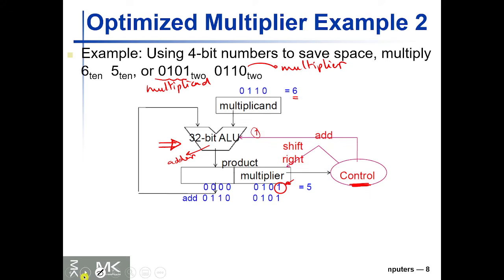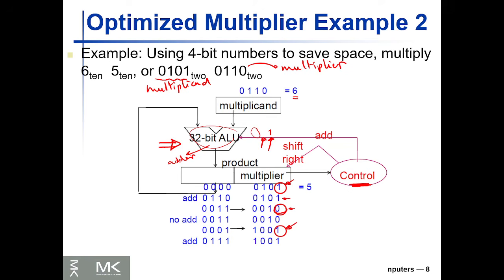Then we do the shift. We should now shift right the product, so the product changes to this value. Then we shift right, and this changes it to this value. Then we check again the least significant bit, which is now 0, so there is no addition. Look, this circuit will not work. And we shift right again. Now we have 1, so we do the addition, and then the shift right. In the final iteration, we still have 0, so no addition, and shift right. This is basically the final result, which is 30.